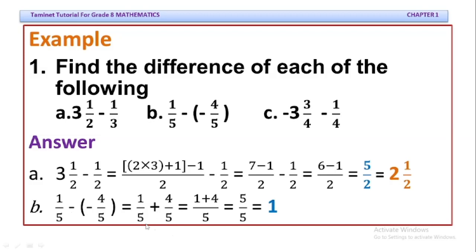Now when we add these, because they have the same denominator, we add the numerators, and finally this is 5 over 5, which is 1. So 1 is the difference of 1 over 5 and negative 4 over 5. Like this, we can determine the difference of two rational numbers having the same denominator.